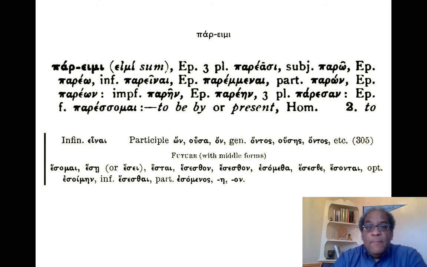Likewise, pareimi, we haven't treated eimi yet, but you see that I had to take this from Liddell and Scott, to mean to be by, to be present. But looking at the bottom, what's really important here is just to realize that the future has middle forms. So esomai, esē, estai, etc. That's what you really have to take away. And likewise, the participle, esomenos, esomenē, esomenon, and even the infinitive, esesthai.